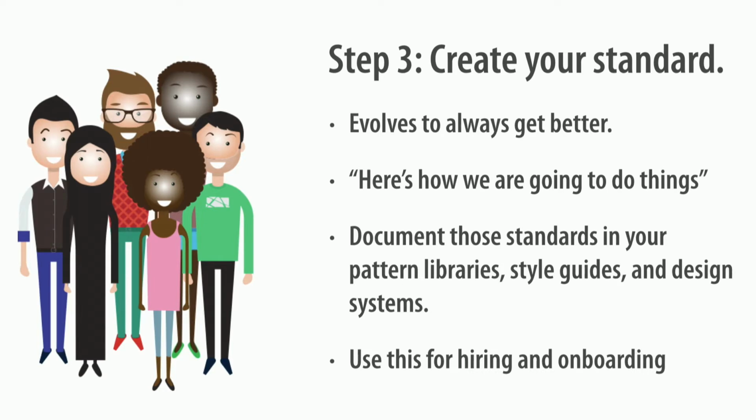So what we want people to do is to take this step. Jake said, here's what we want to do to make this sustainable in the long run. The standard that we're going to create is always going to evolve so that it's constantly getting better. Right? We're never aiming for perfection. We're always aiming for better. This is the way that we do things, and we're going to document those things in our pattern libraries, our style guides, and our design systems. Accessibility needs to be built into those things.